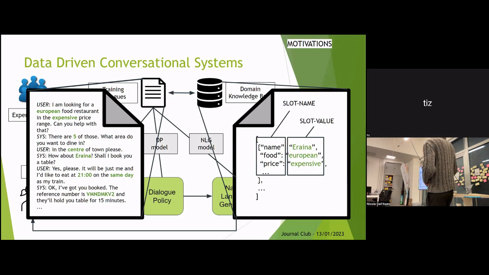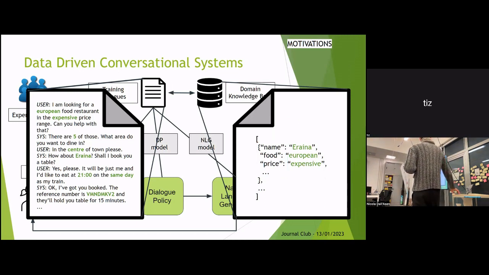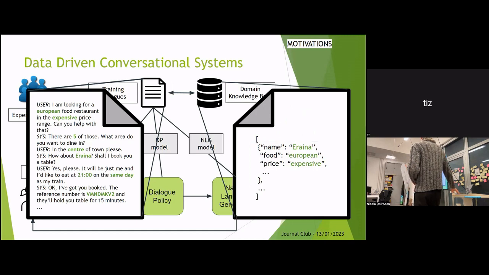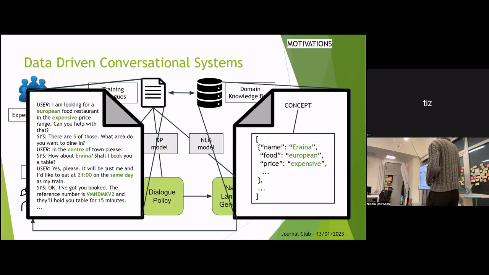As you can see, the slot values are also present in the dialogue, in the conversational dataset, and they can be about everything. Here we have a name for the price, but it depends on the information we are interested in. Then the single restaurant, we call it an instance, and the collection of all instances is called a concept. So we could have a concept of restaurants, but we could also have a concept of hotels, trains, depending on what is relevant for our domain.